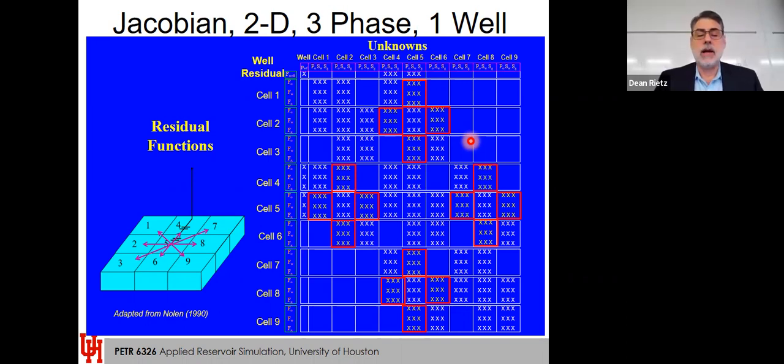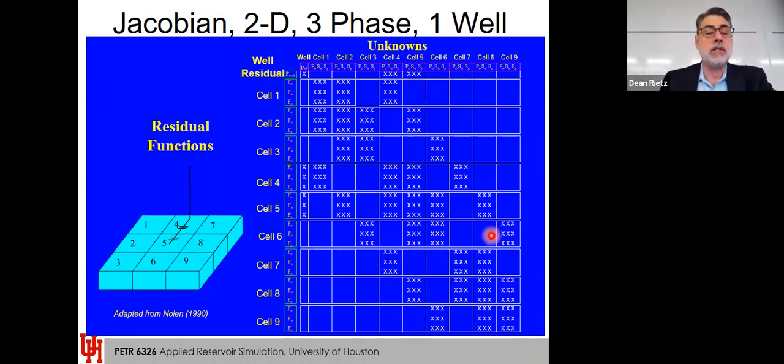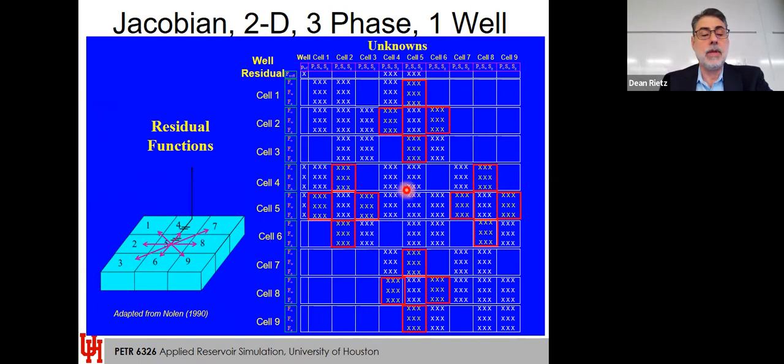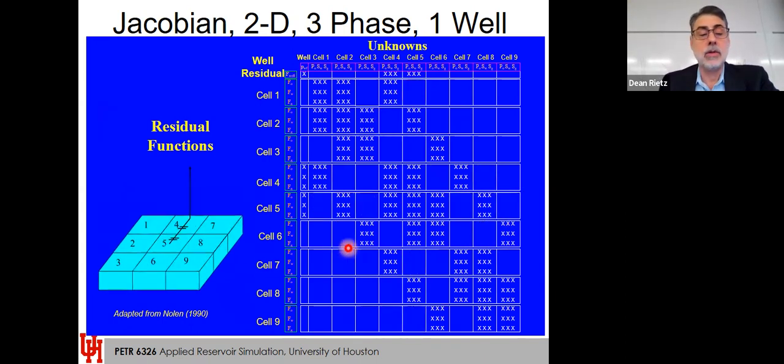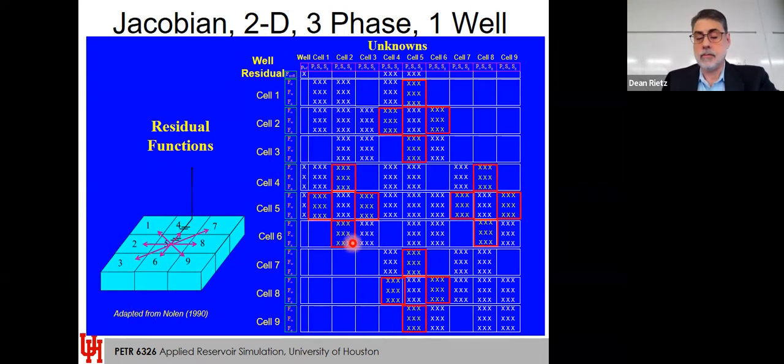So each X represents a number which is related to the derivatives of mobility and volume with respect to changes in pressure and saturation. But the main thing I'm trying to show you is the difference between this. Notice this is a 5-point formulation, and notice there's nothing here and nothing here. And now this is a 9-point formulation, and we've added these yellow ones, this one, this one, this one, this one. See that?